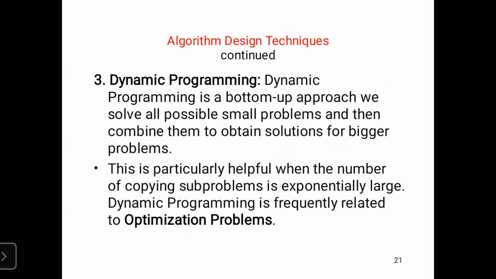Now the next technique, that is the dynamic programming technique. Dynamic programming is a bottom-up approach which solves all possible small problems and then combines them to obtain the solutions for bigger problems. This is particularly helpful when the number of overlapping subproblems is exponentially large. So dynamic programming is frequently related to optimization problems.